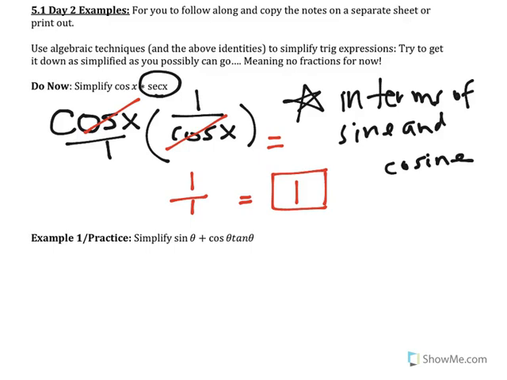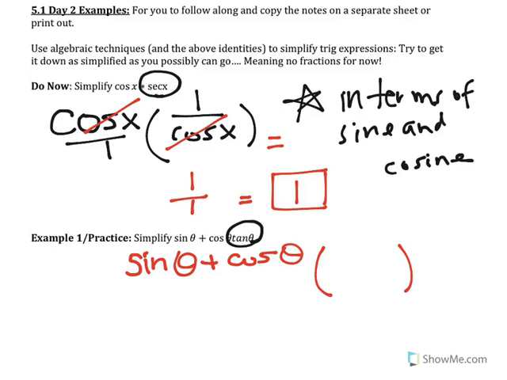So our next one, again, just to go through another example, we have sine theta plus cosine times tangent. So I'm going to leave sine of theta alone, and I'm going to leave cosine alone. Doesn't mean that you're going to leave them alone the whole time. It's just that you want to see, for now, let's leave them and see what we can do. Tangent, on the other hand, I'm going to turn in terms of sine and cosine. So we know that tangent is equal to sine over cosine. It's one of our identities. So I'm going to replace tangent with sine over cosine.